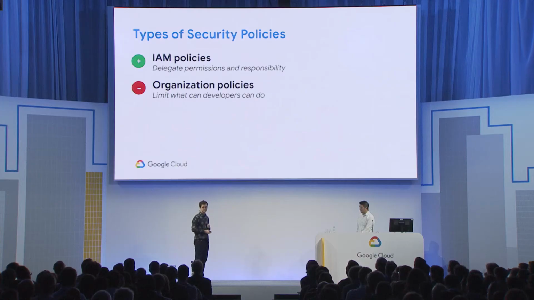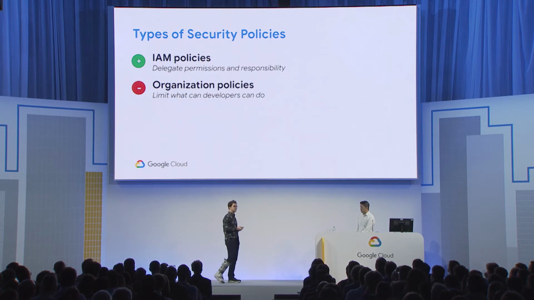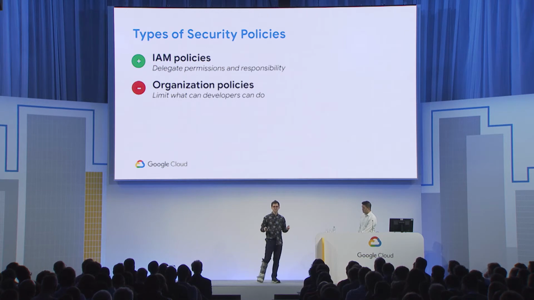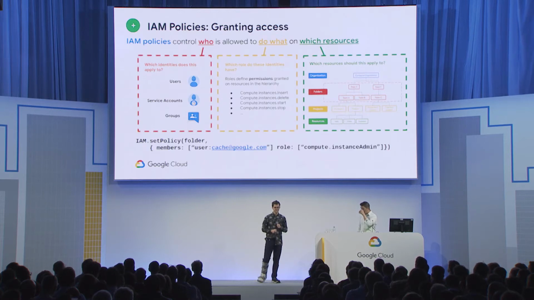Now let's look at the kinds of policies that you're going to be interested in as a customer of Google Cloud. The first is IAM policies, and the second is organization policies. IAM policies is how you grant access to the resources within the cloud. Organization policies is after you've granted access, how do you control what can actually be done in the cloud? And let's give some examples.